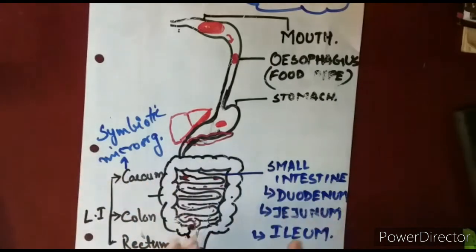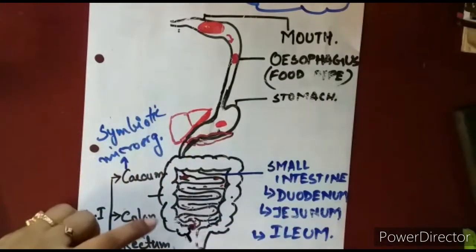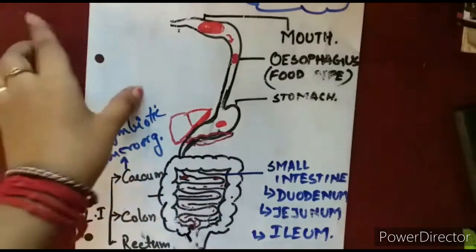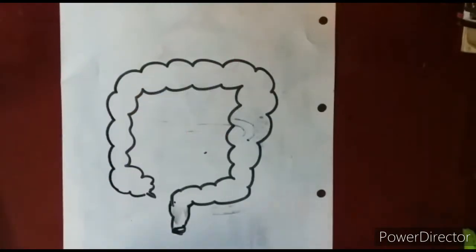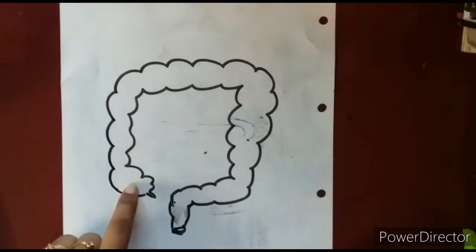Colon is divided into 4 sections. Okay, colon is divided into 4 sections. How many sections? 4 sections. So we will be seeing these 4 sections in the wider view. So I have taken out the large intestine in a wider view. See over here. So this area is the cecum portion.